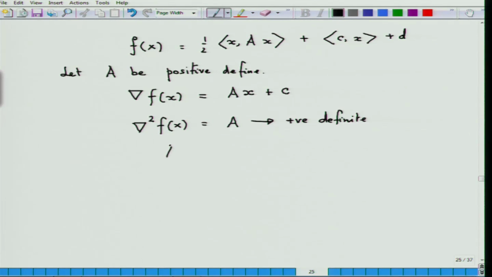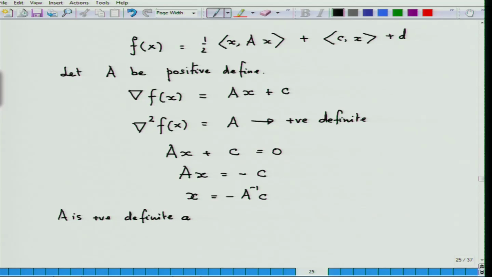So, here Ax plus c is equal to 0 would imply that Ax is equal to minus c, or x is equal to minus A inverse c. A is invertible because A is positive definite, and any positive definite matrix is invertible. So, this is one example, an application.